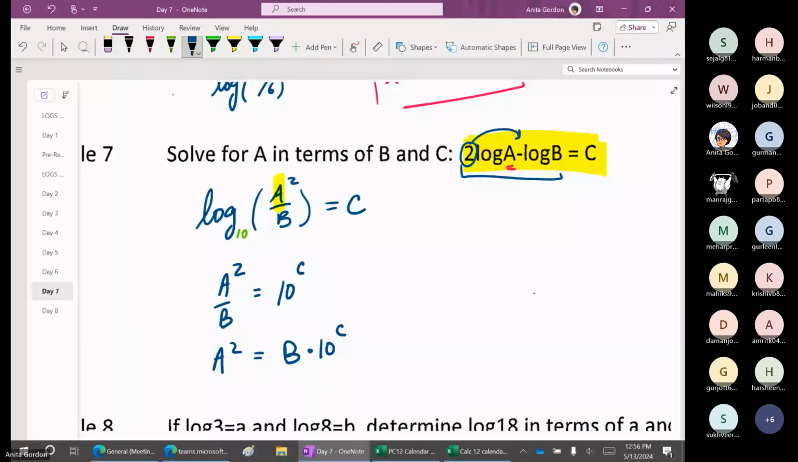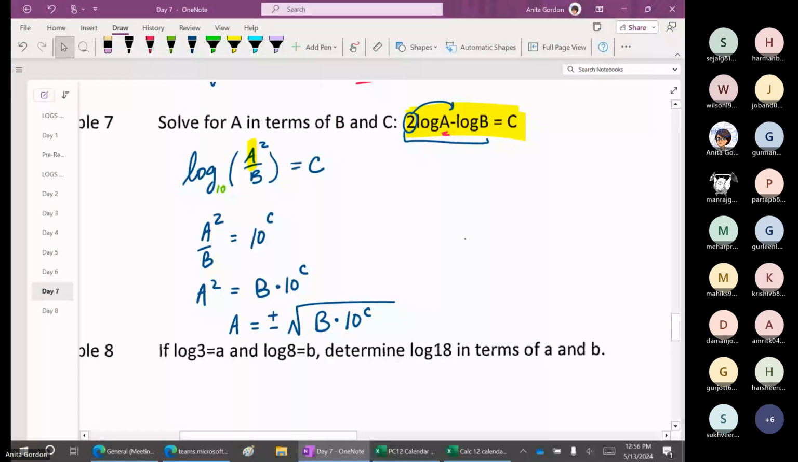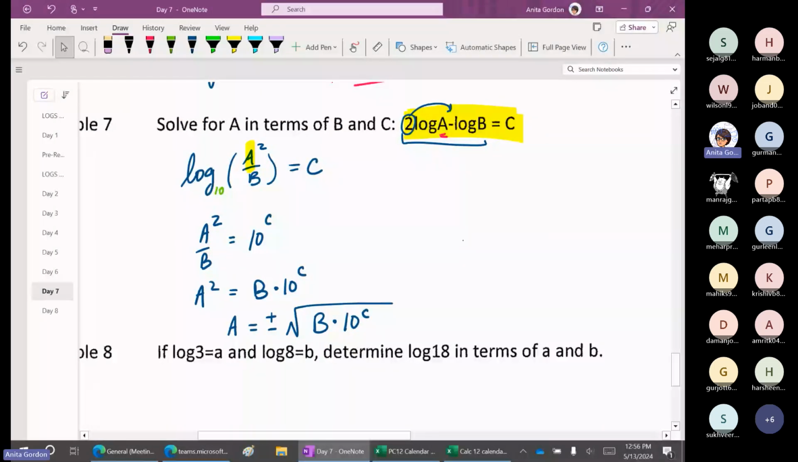Last move. A is the square root of B times 10 to the C. I'm going to add plus minus, because when we square root, we'll always get 2 answers. Okay, so we are manipulating the laws to rearrange for what we want. Always start with, can I simplify?